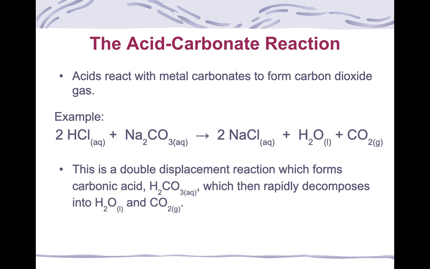So this reaction is actually a double displacement. If you look at the two reactants, there's HCl and then Na and CO3. They're going to swap partners. The H is going to bond with the CO3 and the sodium with the chlorine. But the H2CO3 that's formed, which is carbonic acid, rapidly decomposes into water and carbon dioxide gas. That's why it doesn't look exactly like a double displacement, because it's got those three products. And that's because it's a double displacement, which is then followed by a decomposition.